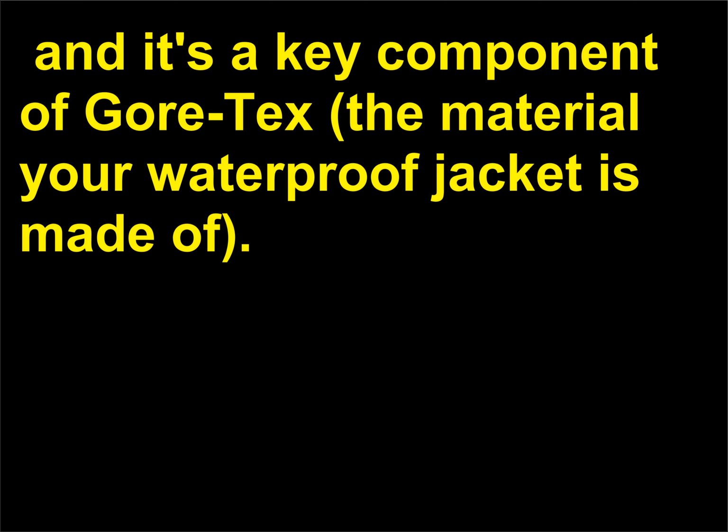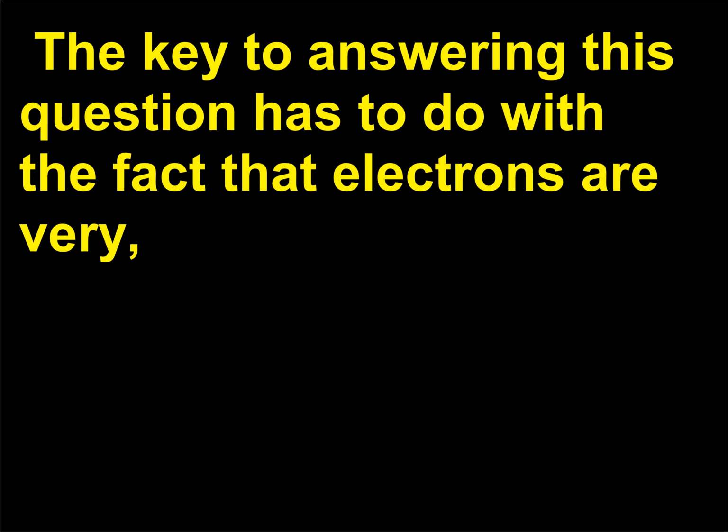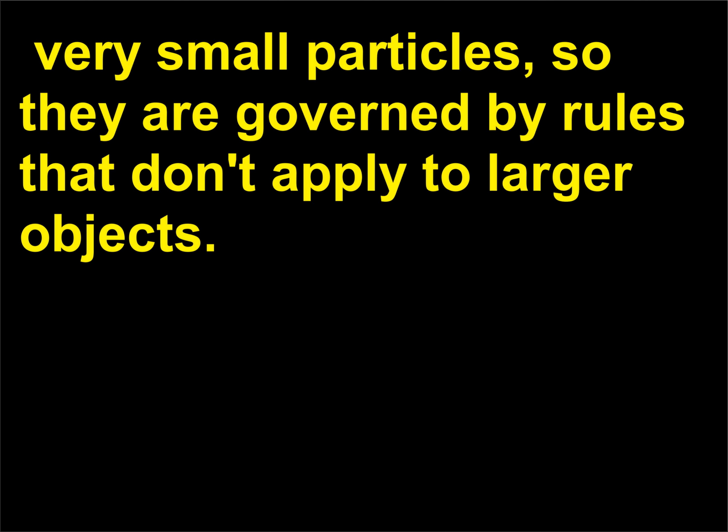What keeps an electron from crashing into the nucleus? Opposites attract, so electrons and protons are attracted to each other, making it somewhat difficult to understand why an electron wouldn't just get as close as possible to the nucleus and crash into it. The key to answering this question has to do with the fact that electrons are very small particles, so they are governed by rules that don't apply to larger objects.